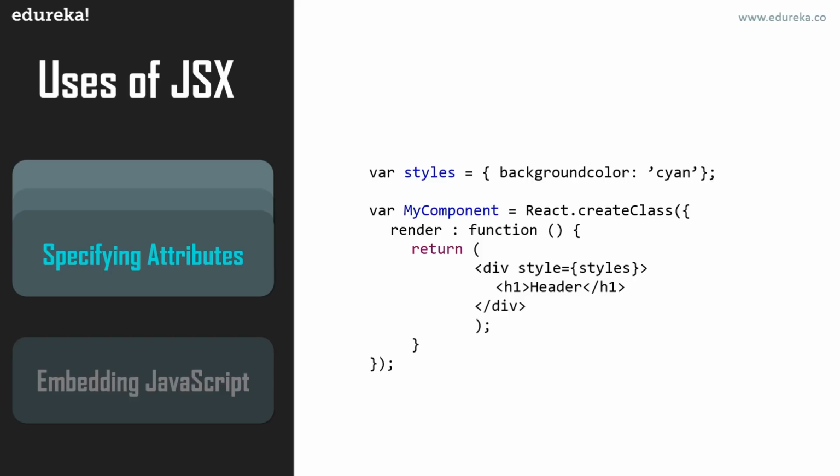Here also in this example, some style is defined in curly braces with background color as cyan. And in the return, I am using style equal to, in curly braces, this styles. Only then will this styles be applied to the header. So please remember, if you want to specify attributes in JSX, you have to specify them in curly braces.